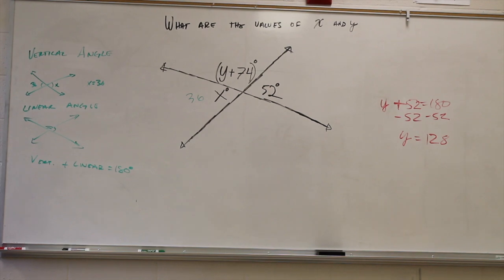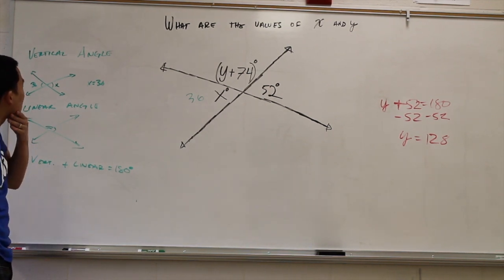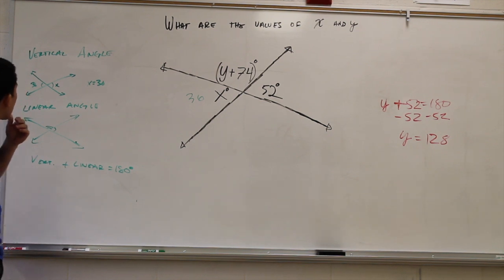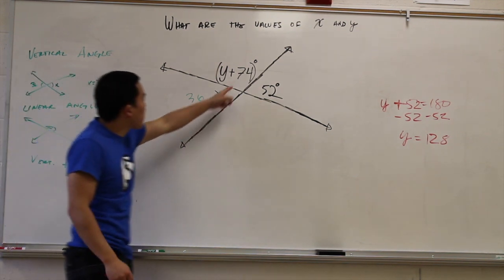So the reason why they're called vertical angles is x doesn't always equal 36. Oh. That's just for this one example. So you got two numbers up there. What two numbers do you see up here already? I see 74 and 52.